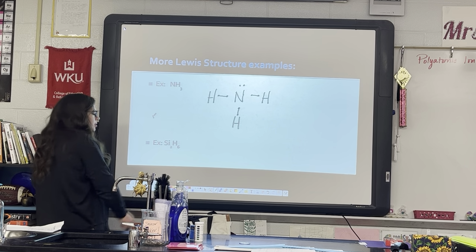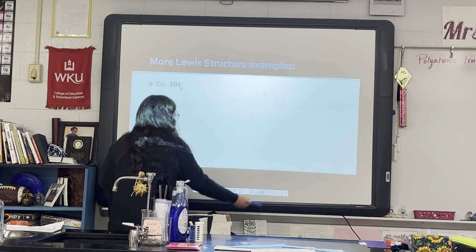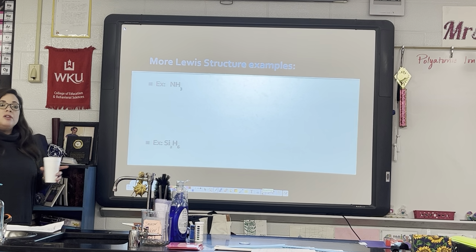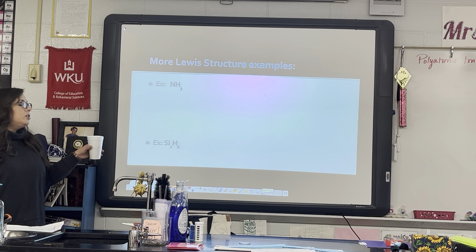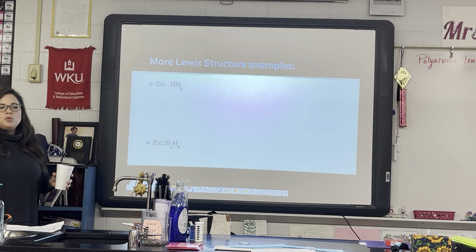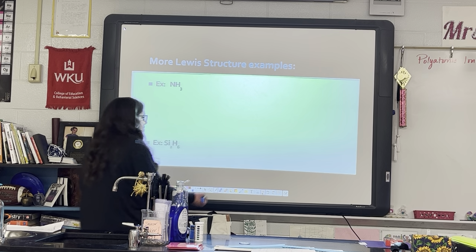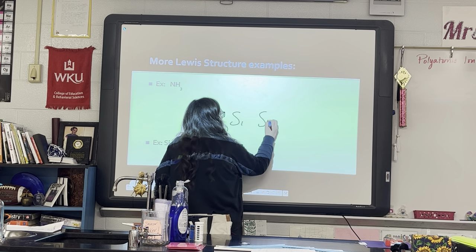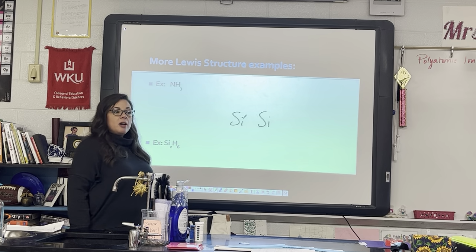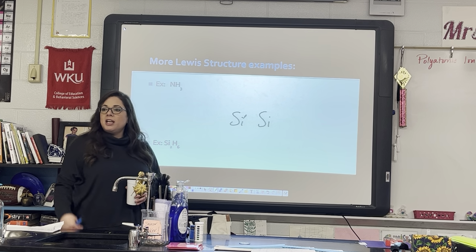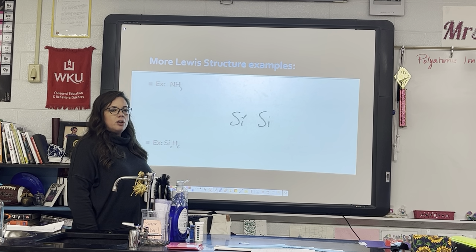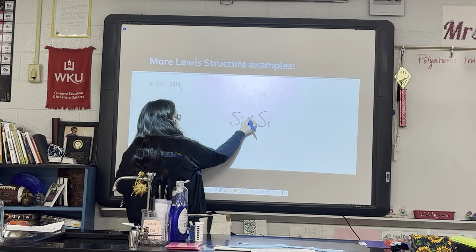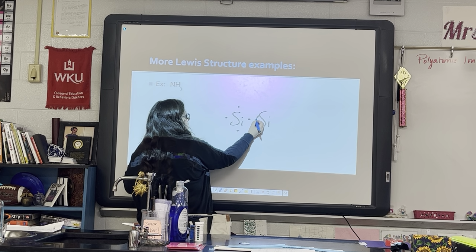All right, let's do Si2H6. All right, what do we know is not going to go in the center? Hydrogen, right? Hydrogen is not going to go in the center. But I have 2 Si's, so I can't put just one of them in the center, so I'm going to put both of them in the center. So Si, Si. And I'm going to start by putting their electron dot structures and connecting them together. So silicon's in group 14. How many valence electrons? 4. 4. So 1, 2, 3, 4.